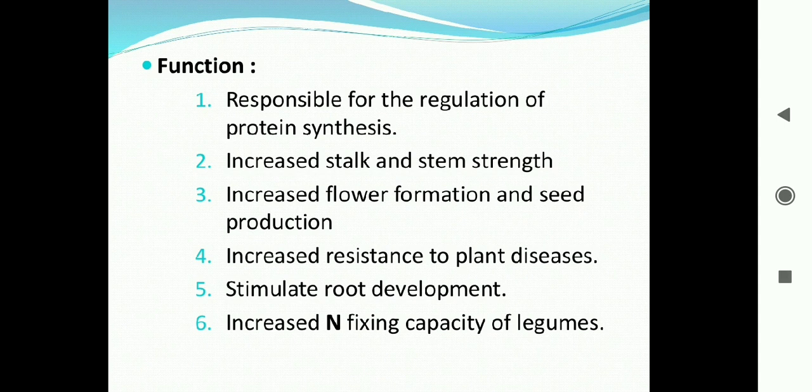So these are the important functions of phosphorus. Nitrogen is required for vegetative growth, and phosphorus is required for strengthening this vegetative growth, that is, by strengthening the stalk and stem. It is also involved in the formation of flowers and seed production, and it increases what we call the immunity power of the plant for resistance to diseases. So nitrogen is involved in vegetative growth, and phosphorus is involved in strengthening that vegetative growth.